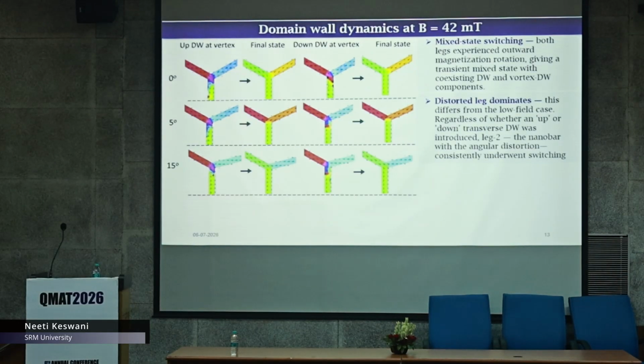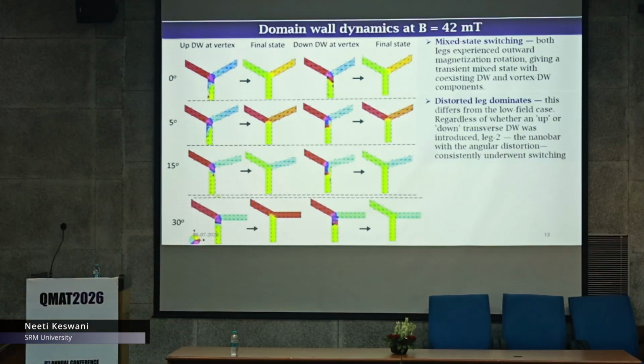Now we move to a higher degree of distortion, around 15 degree. At 5 degree or 0 degree, both leg 1 and leg 2 were switching. But now if you observe, only my leg 1 has switched, not leg 2. Similarly for the down domain wall, it's only leg 1. The undistorted system is remaining unchanged.